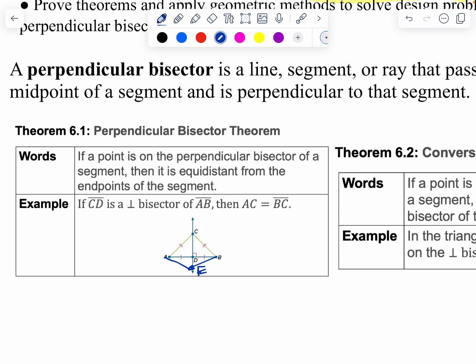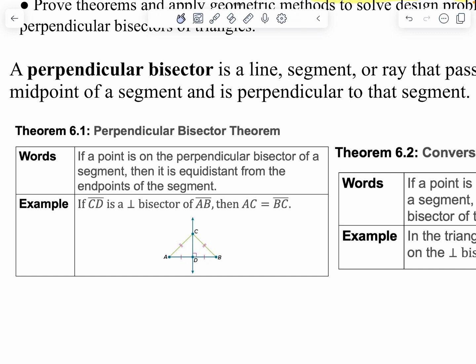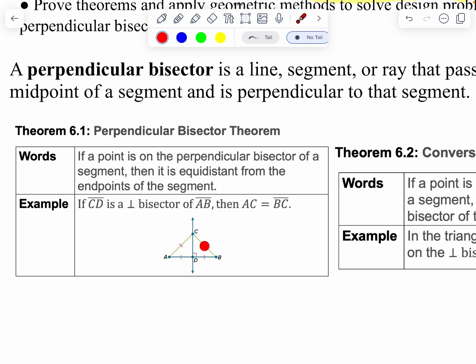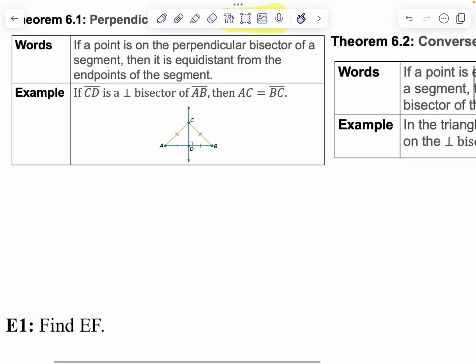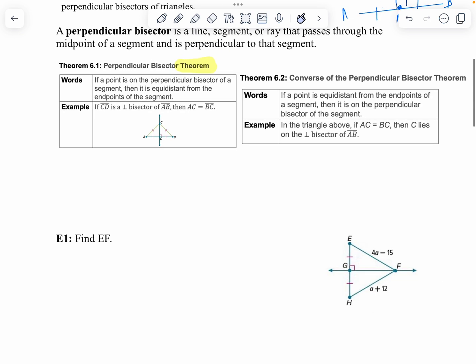Then we have the converse of the perpendicular bisector theorem, which says, let me erase this first, if I have a point that is the same distance from either endpoint, then that point is on my perpendicular bisector. Notice these are theorems, which means we're going to prove them. That'll be two problems on your assignment. You'll have to prove why this is true on your assignment. We're not going to do that in class today, but you're just going to prove the triangles are congruent, like we did in chapter 5.